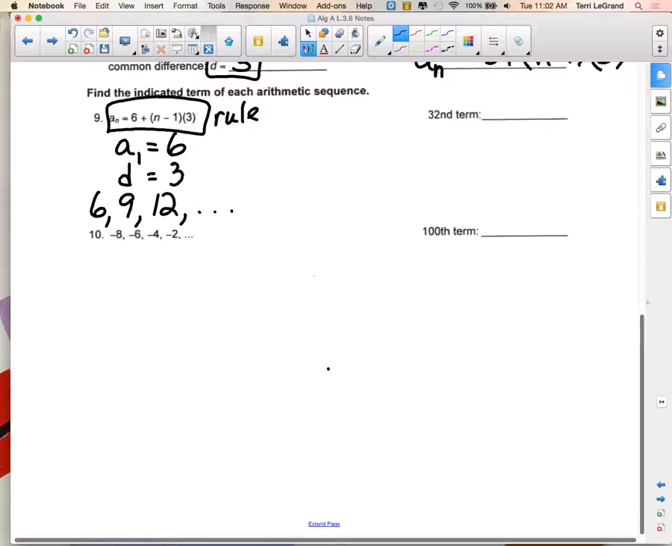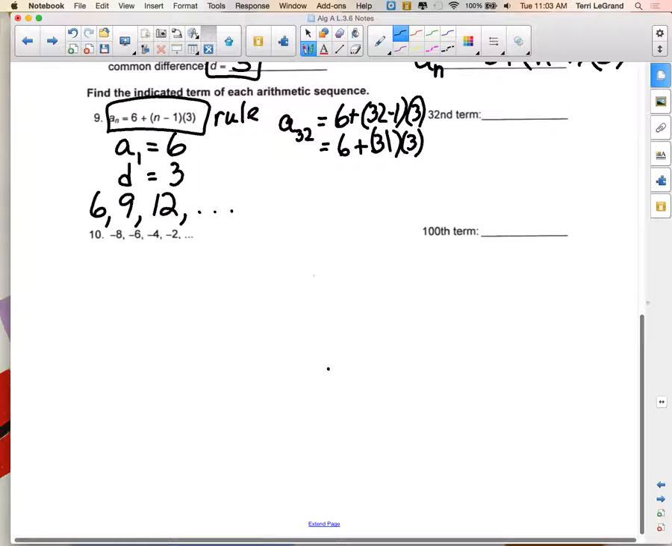We're going to use our rule. So let's write our rule right here. We're going to put a sub what? What term are we looking for? The 32nd term. Yep, the 32nd term equals 6 plus 32 going in for the n in parentheses, and we have times that 3, our common difference. So first, leave that 6 as 6. Just do the subtraction part first. What's 32 take away 1? 31.